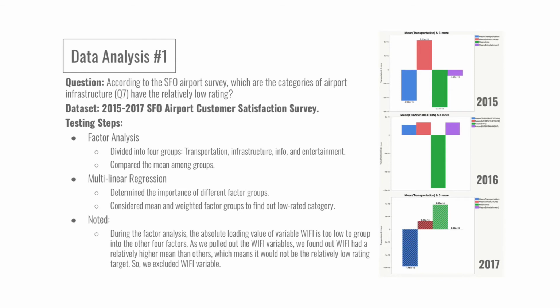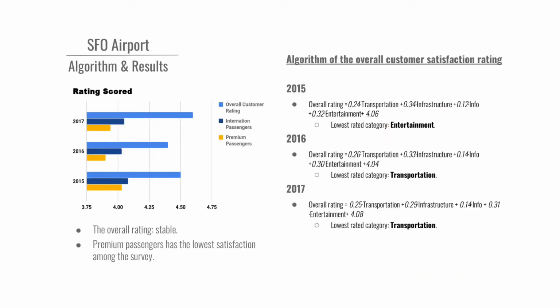Using this formula, we found out entertainment was the lowest rated factor in 2015, and all passengers were most unsatisfied with transportation in 2016 and 17. We also compared ratings between all passengers, international passengers, and premium passengers. The overall rating of all passengers performed relatively stable around 4.05. However, from the numbers we can tell that premium passengers are the hardest segment to satisfy, and international passengers also tend to give a slightly lower rating than all passengers.